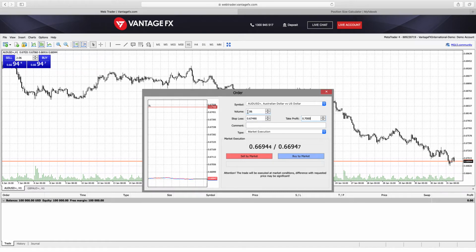So this is half of the lot that was given. So it's a position worth 2.5%. Stop loss, take profit number one. No comments. Market execution, because it's just a simple buy that was shared in the group. And you click on buy.